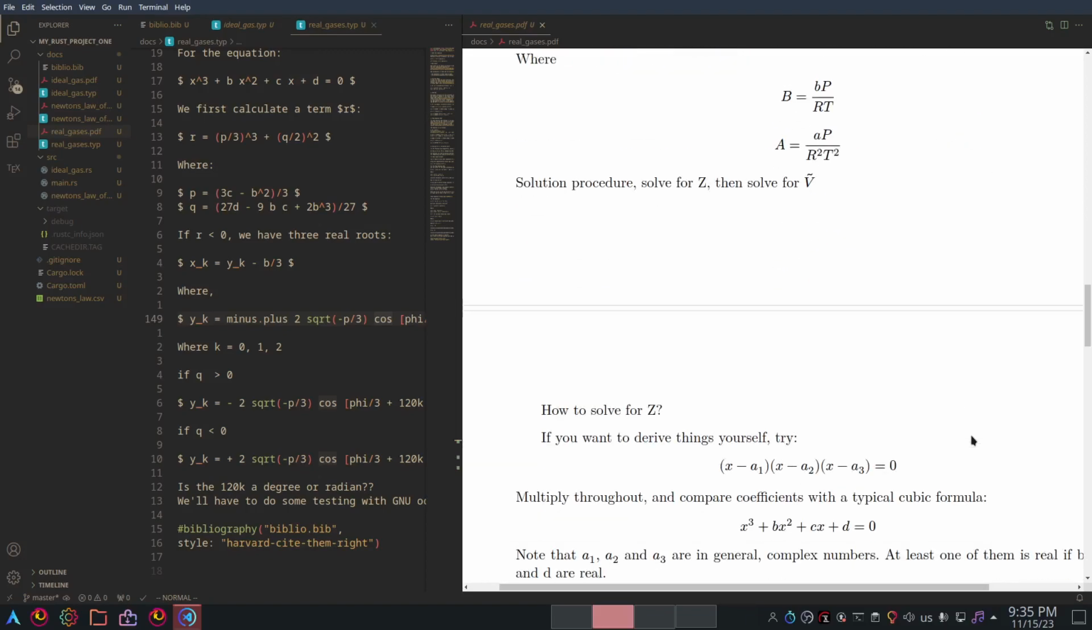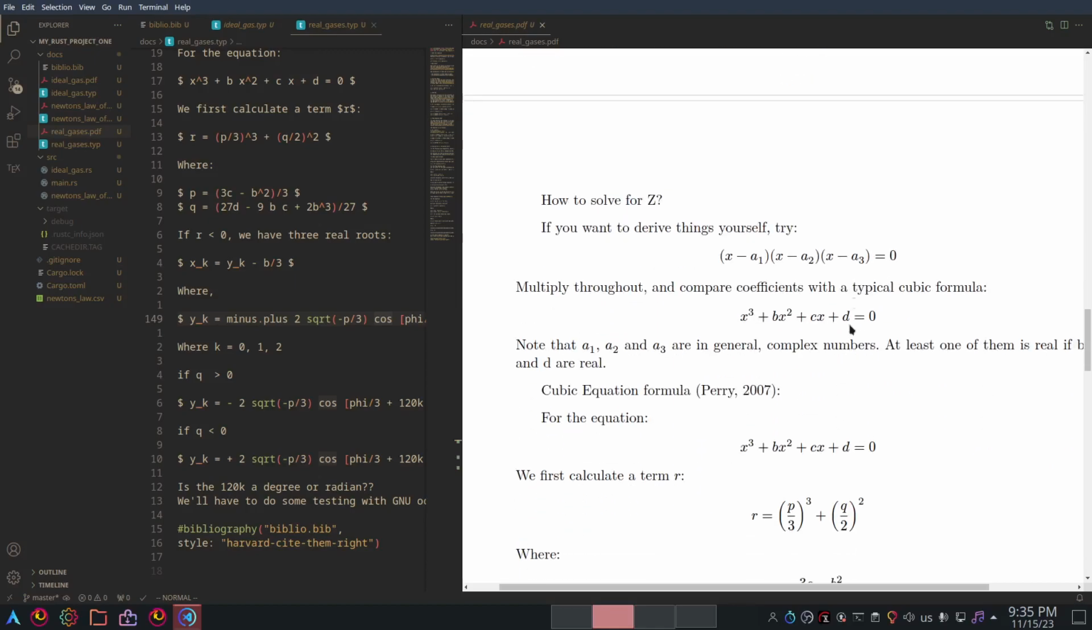So how do you solve for z? We have to look at a cubic formula, and if you want to derive things yourself, you can assume that your cubic formula has 3 roots, A1, A2, and A3. What you do is multiply this equation out, compare it with a typical standard form of a cubic formula, and then compare coefficients. I'm not going to do it here because the formulas have already been derived. After comparing coefficients, you will get 3 simultaneous equations with 3 unknowns. You solve them and you find out your roots.